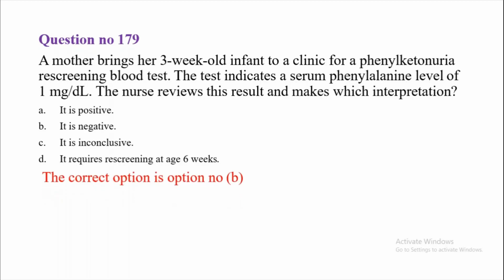The correct option is option number B. It is negative. Why did we choose option B? Let's see the rationale.